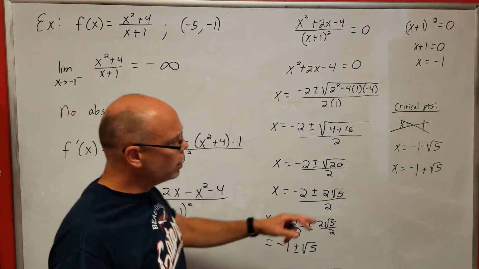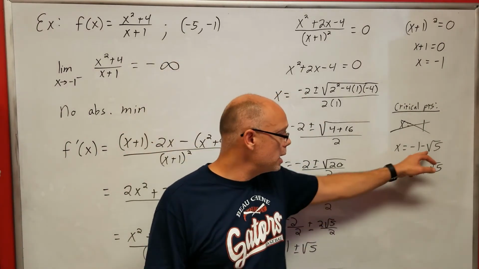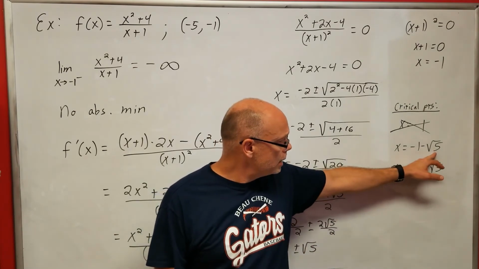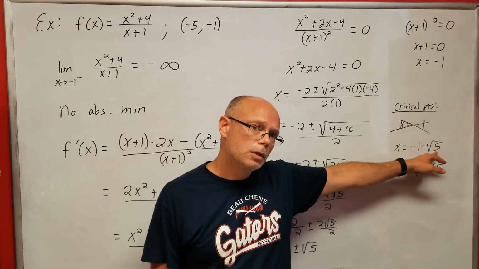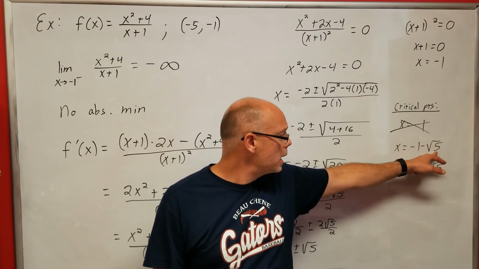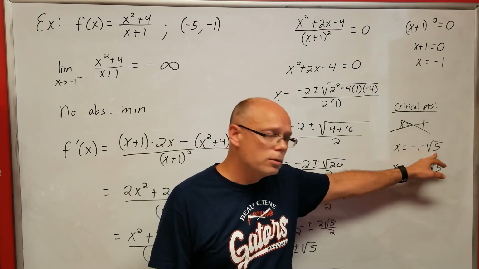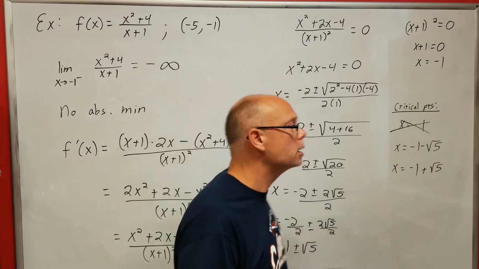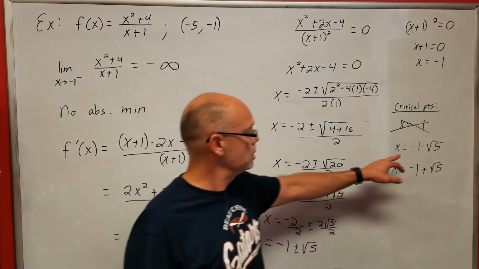How about negative 1 minus the square root of 5? Does that fall in that interval? Well, you could take your calculator and see what the decimal is of that. Or you could say, okay, this is slightly bigger than the square root of 4. Square root of 4 is 2, so slightly bigger than 2. So what's negative 1 minus 2 point something? Negative 3 point something. Does negative 3 point something lie in this interval? Yes. So I keep this one.